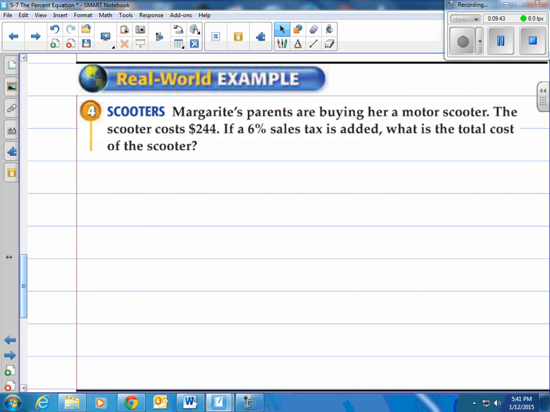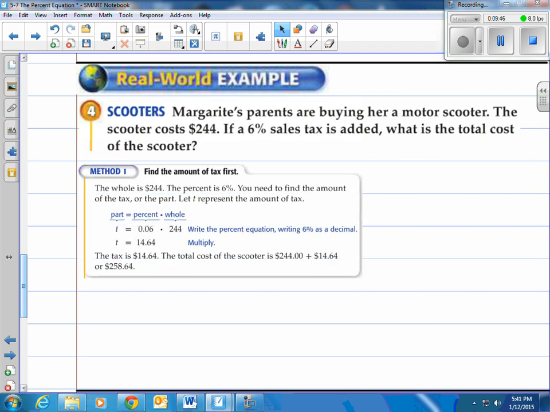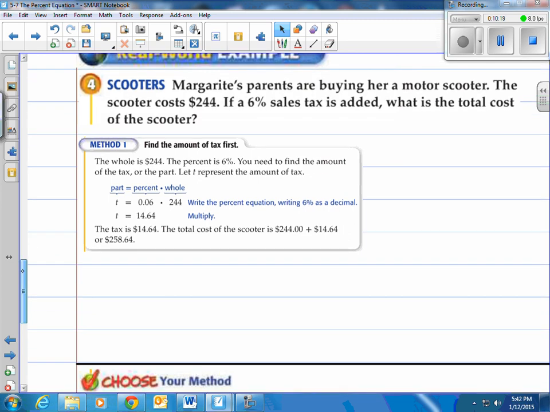Well, 2 methods. Method 1 is what a lot of kids do: they find the tax amount first. How much tax is that? Well, part is equal to the percent times the whole. Take 0.06, which is 6%, multiply it by the cost of the motor scooter, $244, and you get $14.64. So that's the tax. Then in the end, they add the $244 to the $14.64, and that gives you $258.64. I've got a faster way, but you have to know a little bit about your percentages.